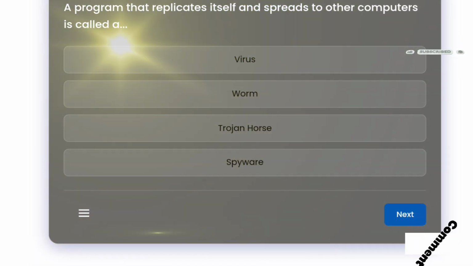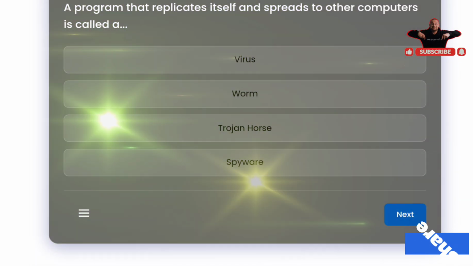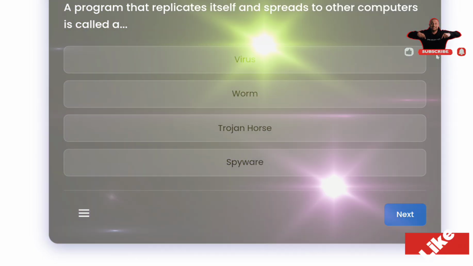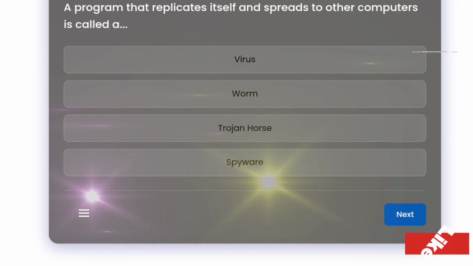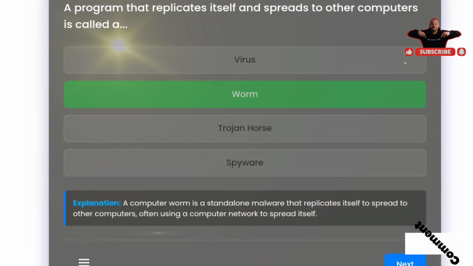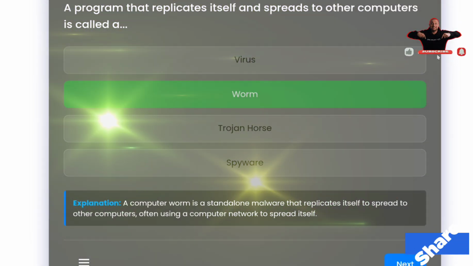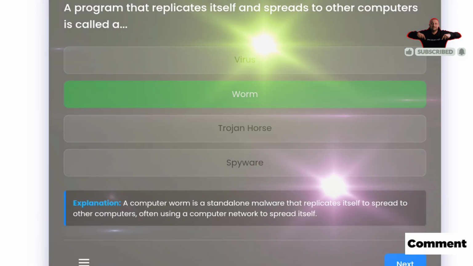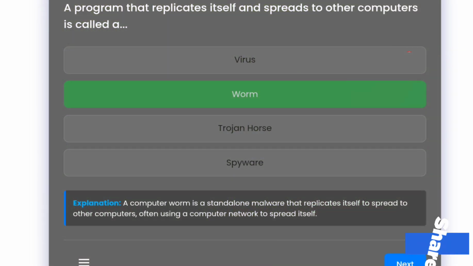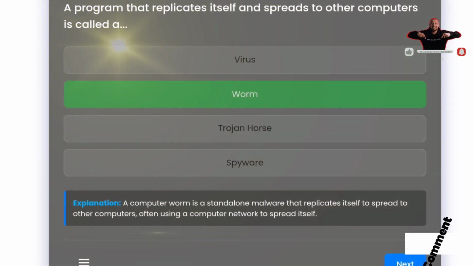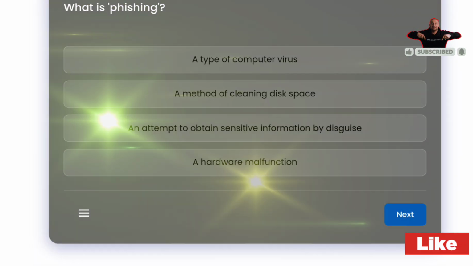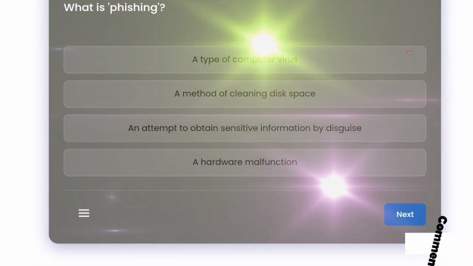Next question: a program that replicates itself and spreads to other computers is called the worm. A computer worm is a standalone malware that replicates itself to spread to other computers, often using a computer network to spread itself.